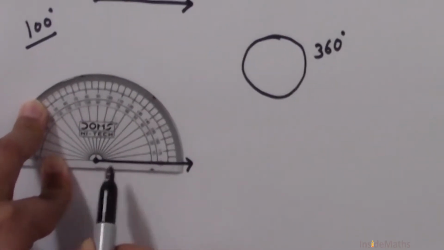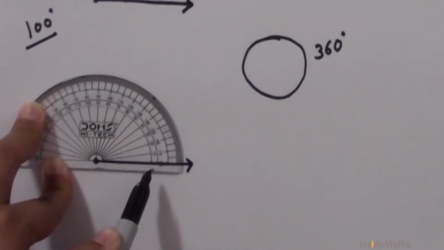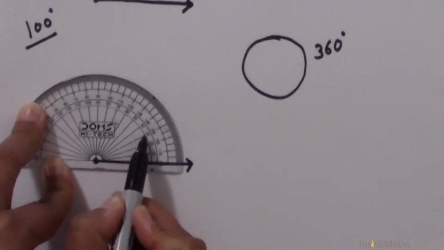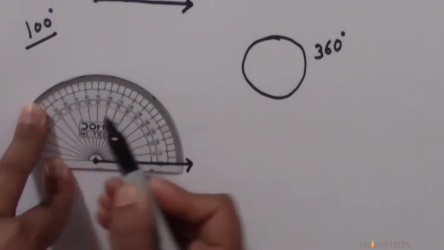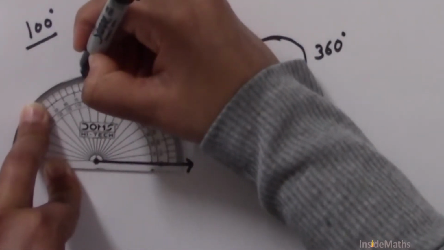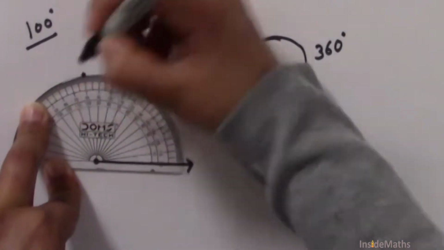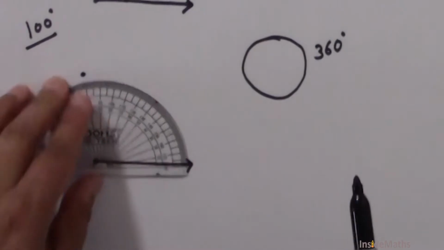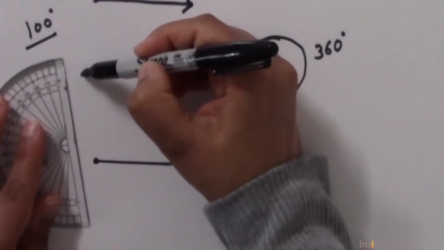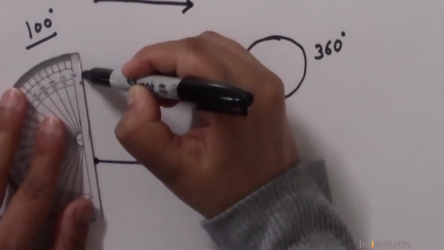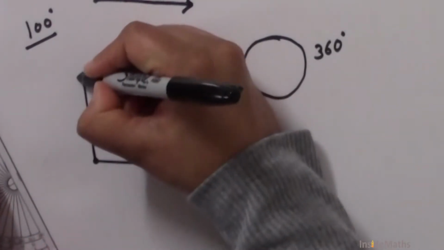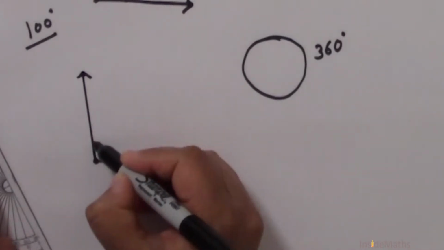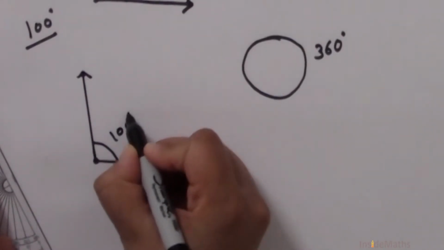Now I am making this angle from the right side, so I have to see the lower line numbers. So this is 0, 10, 20, 30 and this is 100. So this is the point. After that, I'll just join these two points and make it a ray. Now this is the angle of 100 degrees.